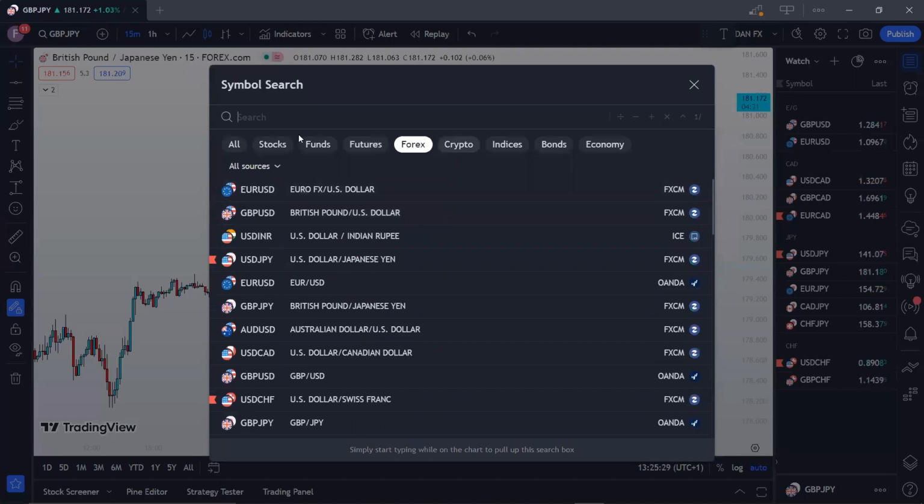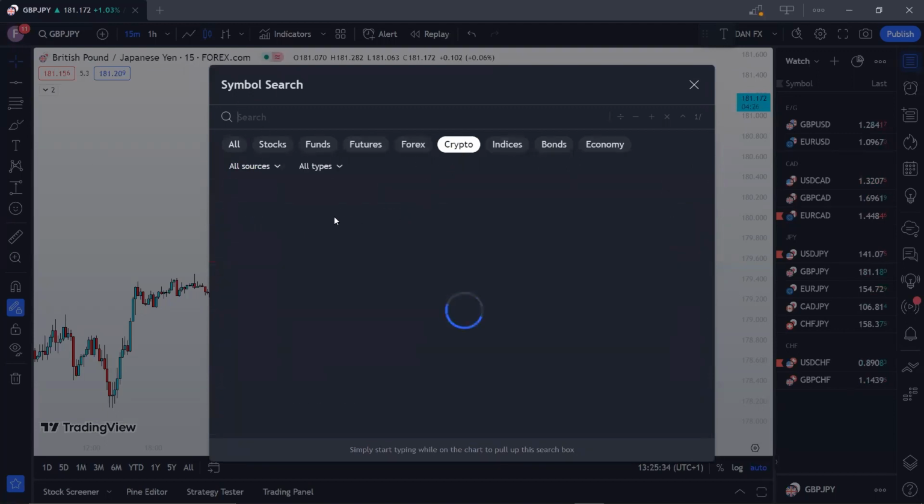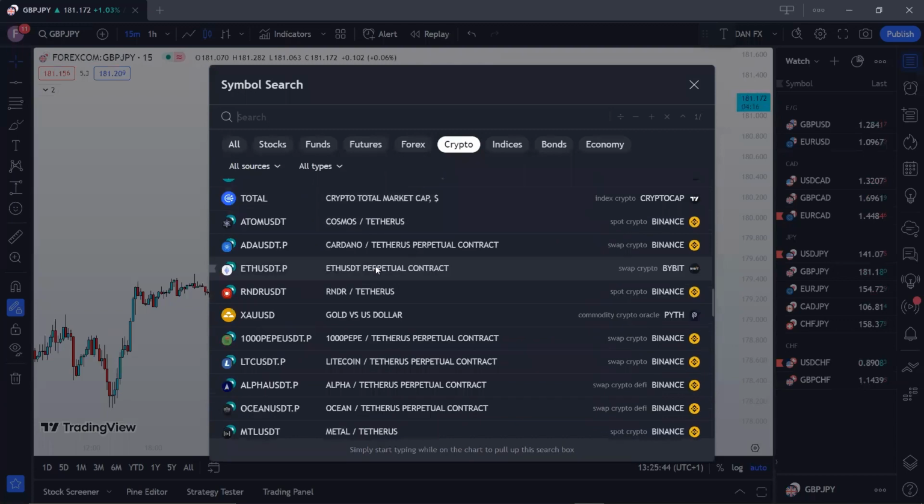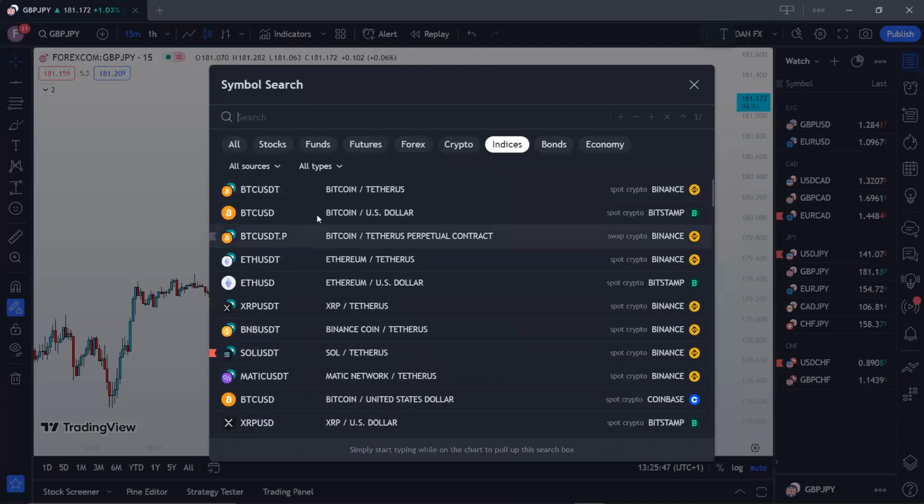And then if you want to look at crypto, you can also look at cryptocurrencies here. You go to crypto, you see the major cryptocurrencies. You have Bitcoin, Ethereum, XRP, Binance Coin, Solana, Matic. Those different cryptocurrencies here, right? Indices, you can see them.